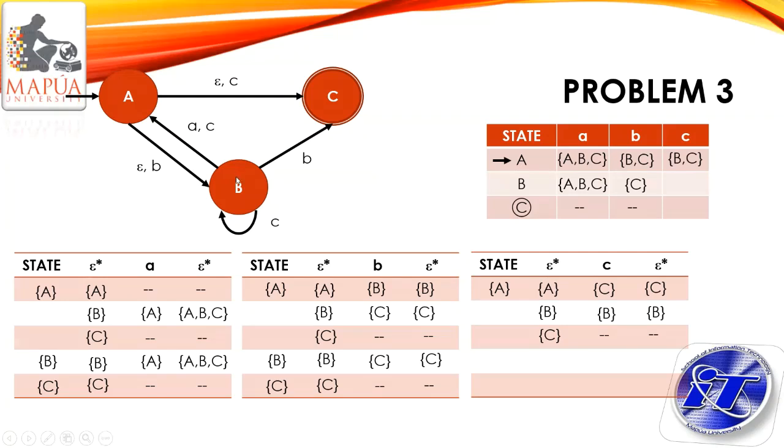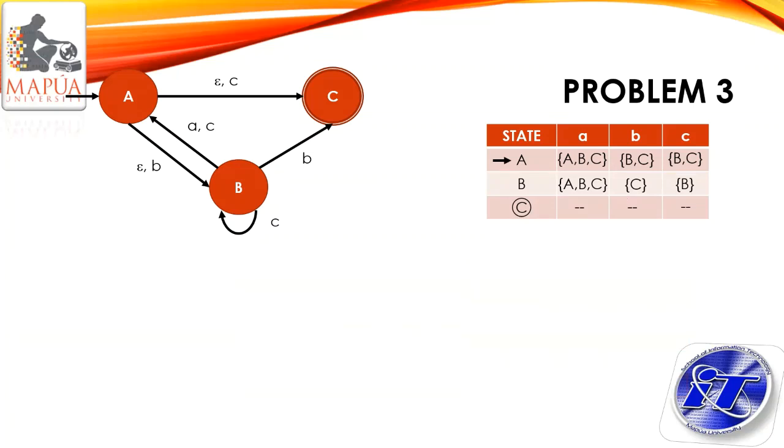Okay, at B, again, closure of B is just B. If it's C, it will just loop within itself. So closure of B is just B. By the way, that will be the path for B at C. And for C, there's no path for C. So this is the complete transition table for the NFA.